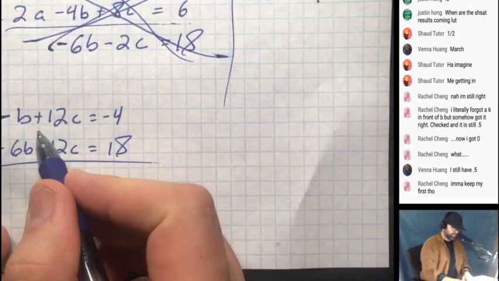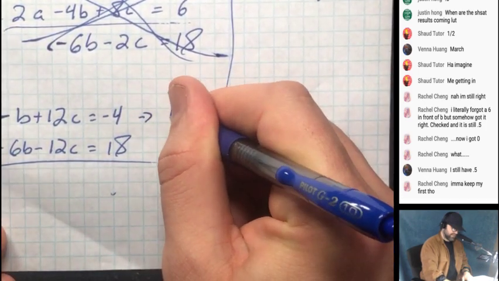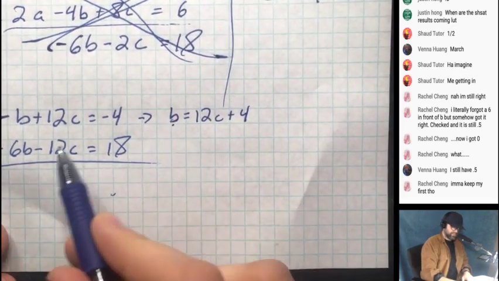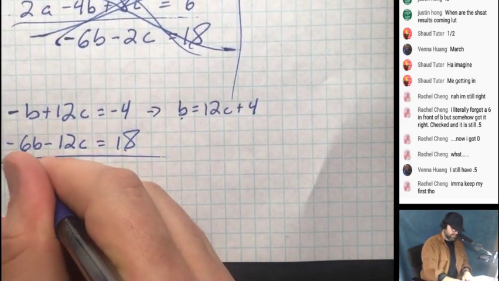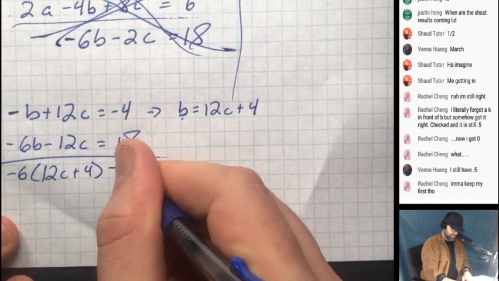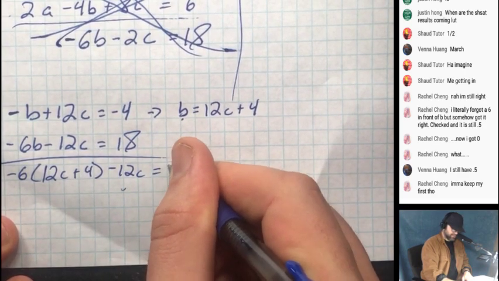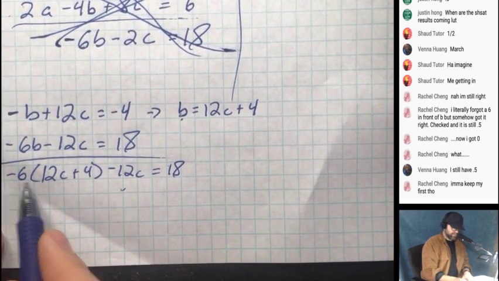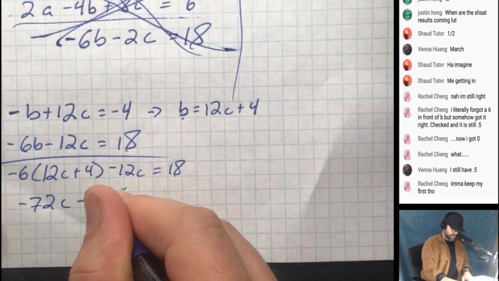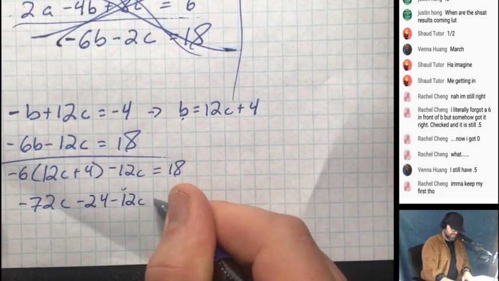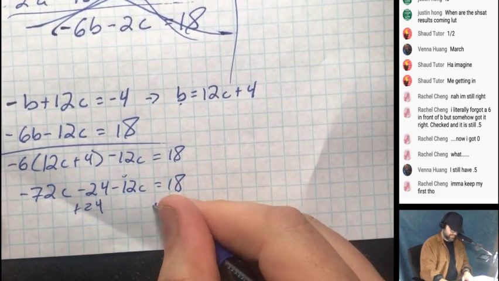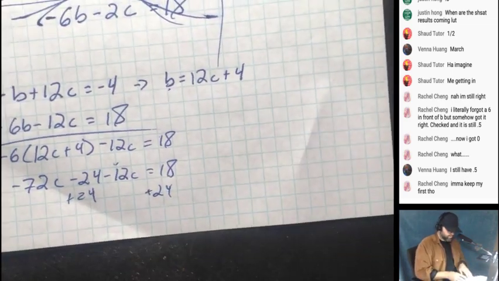So I'm going to solve for B here. And what this ends up being is B equals 12C plus 4. And whenever I see a B, I'm going to substitute that in. So it's going to be negative 6 times 12C plus 4, minus 12C equals 18. So doing the multiplication here, negative 72C minus 24 minus 12C equals 18. I'm going to add 24 to each side. And your boy is running out of room real quick.